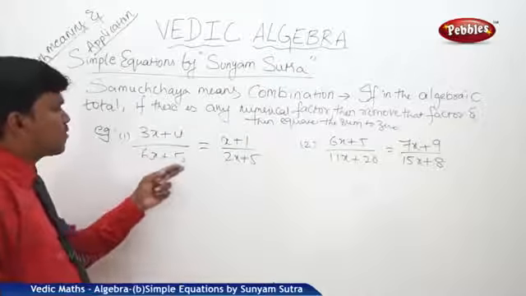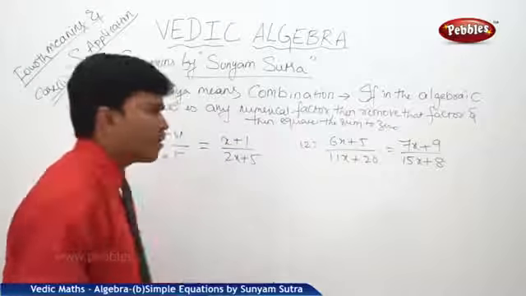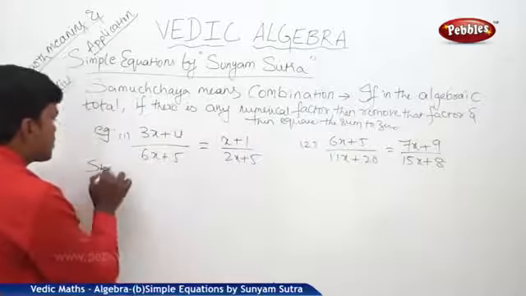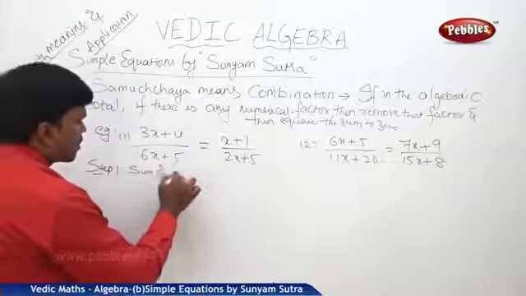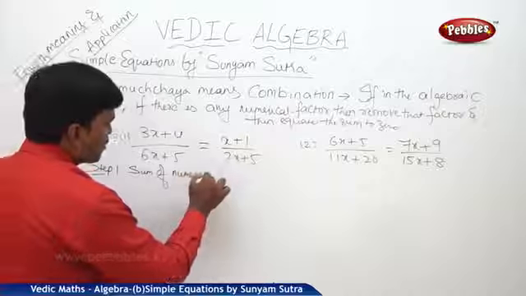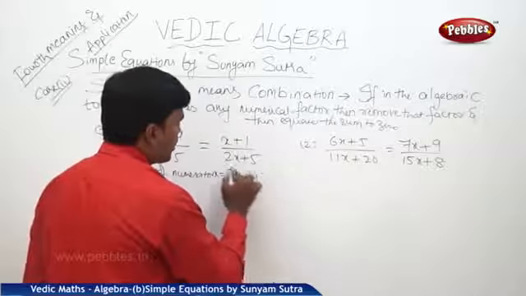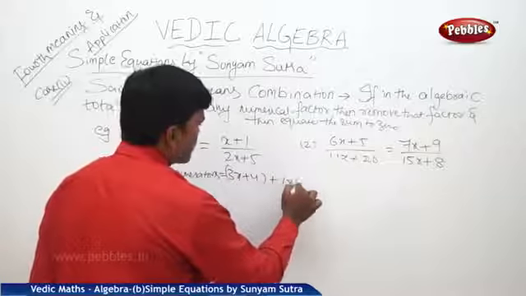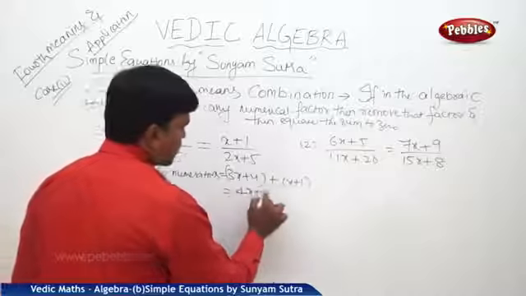3x plus 4 by 6x plus 5, equal to x plus 1 by 2x plus 5. First, what is step 1? Step 1 is to check the sum of numerators. How much? 3x plus 4 plus x plus 1. How much will you get here? So 4x plus 5.